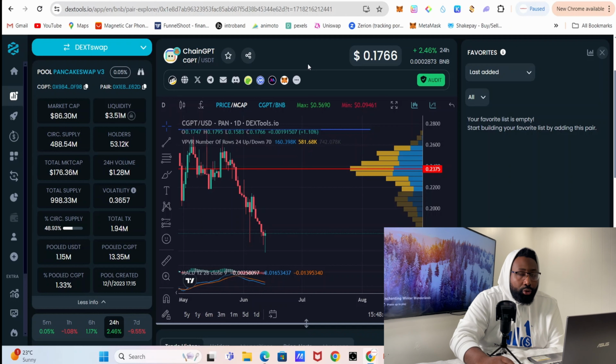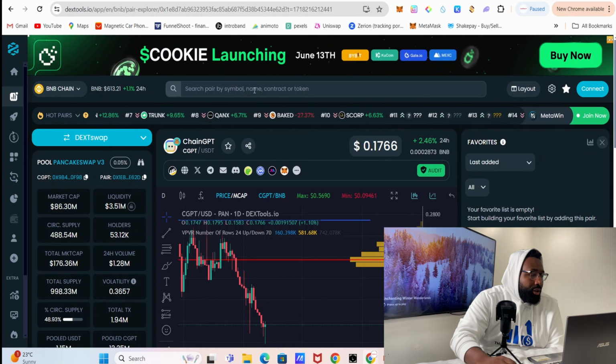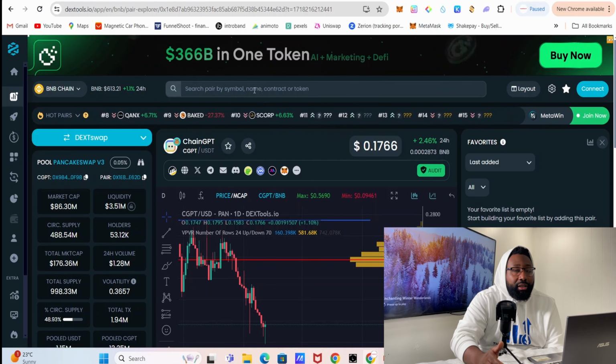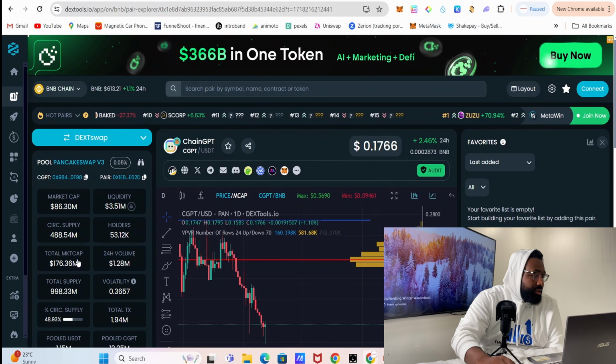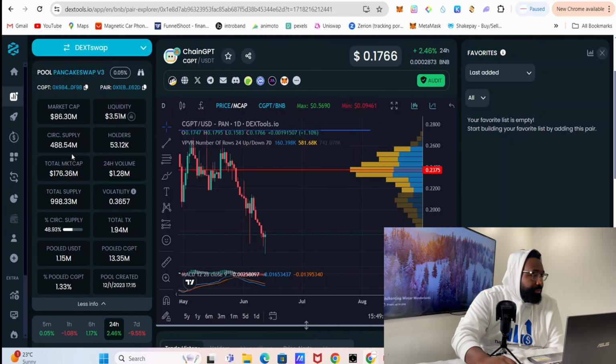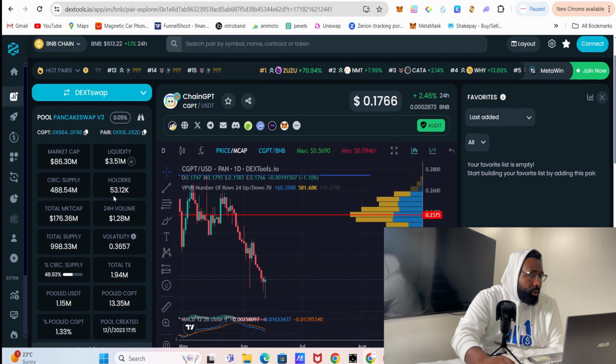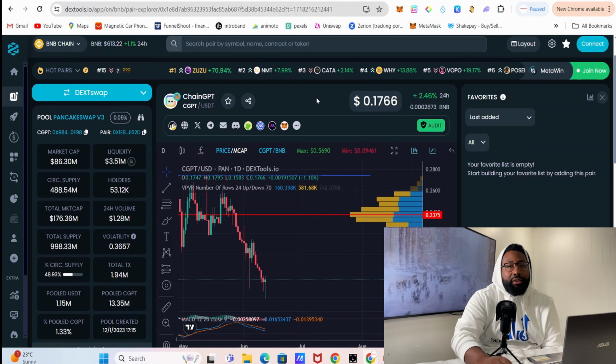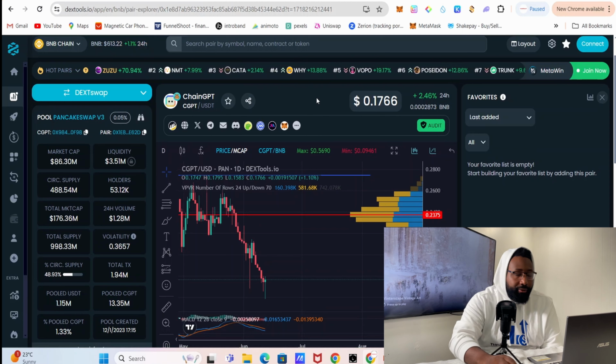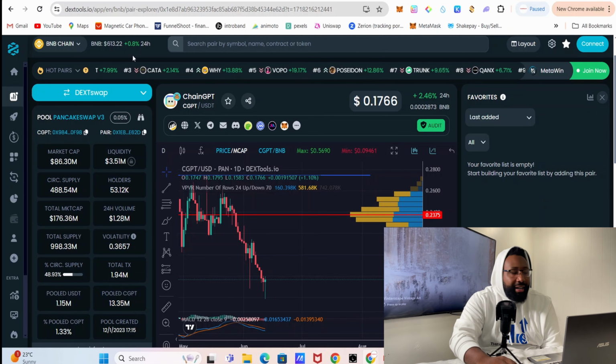So after we've checked out what chain and what DEX we want to use, right? We want to come over to something like DEX Tools. You can also use DEX Screener as well. This is pretty much going to allow you to look up a token. You're going to be able to see price performance and different things like market cap, liquidity, circulating supply, and so forth. And you're going to be able to see if it's a token that you want to provide liquidity for.